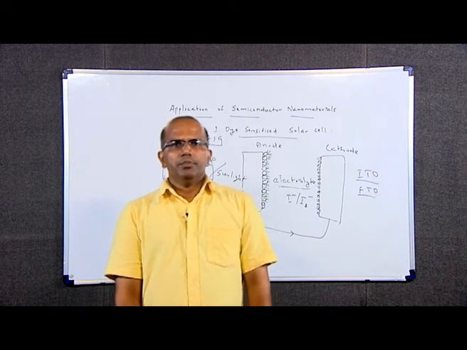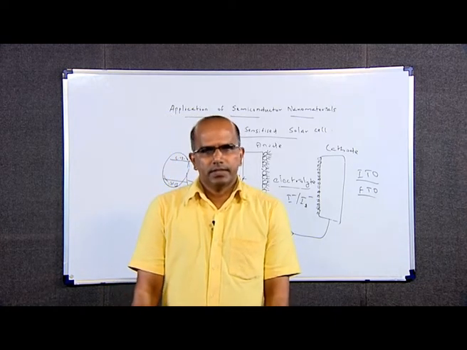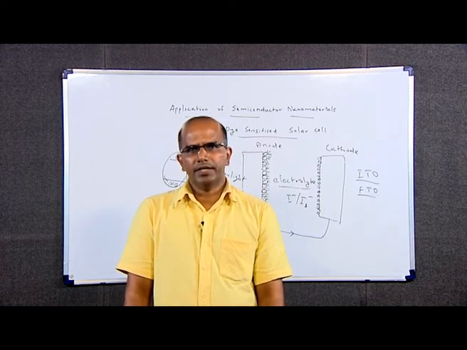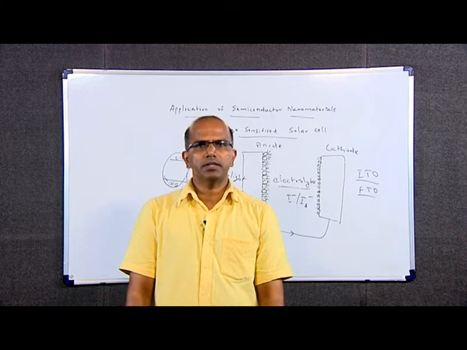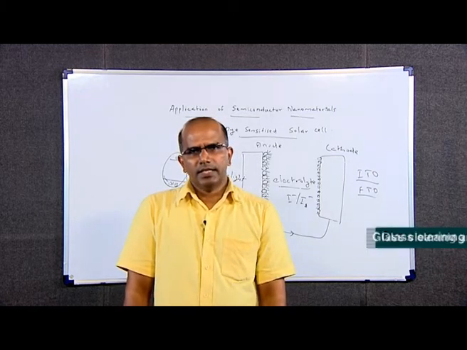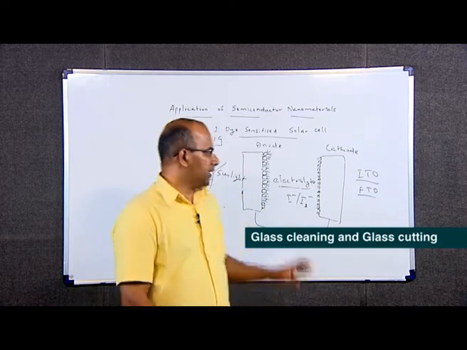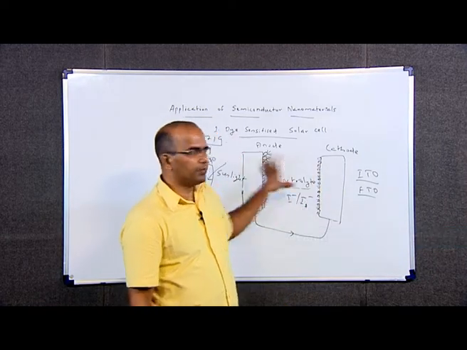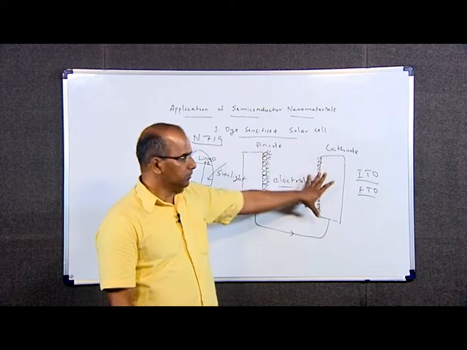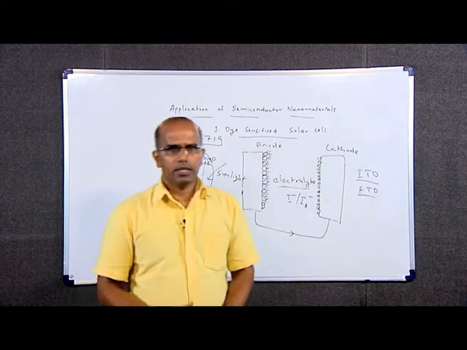And there are many processes involved in the DSSC fabrication. We can classify them into 9 different steps. First one is the glass cleaning and glass cutting, meaning that, as I told you, these are made up of ITO plates, they are conducting glass. So, we have to clean the glass.